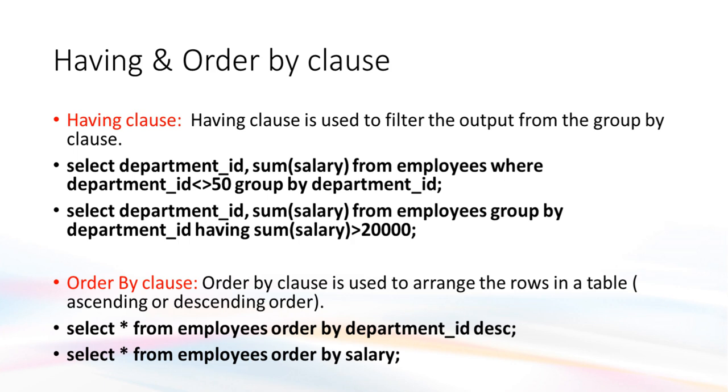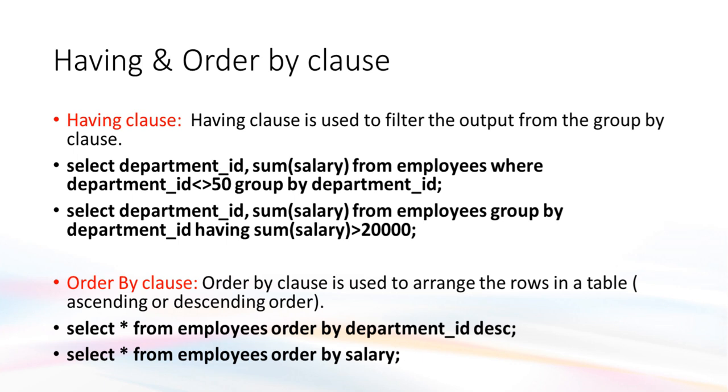So select department ID, sum of salary. For each department, there are many employees and their salaries. I want to find the total of all employee salaries for each department from the employees table, where I want to apply a condition. I don't want the sum of salaries of each and every department. On a specific department, I want to get the sum of salaries. Then how do we need to use it now?